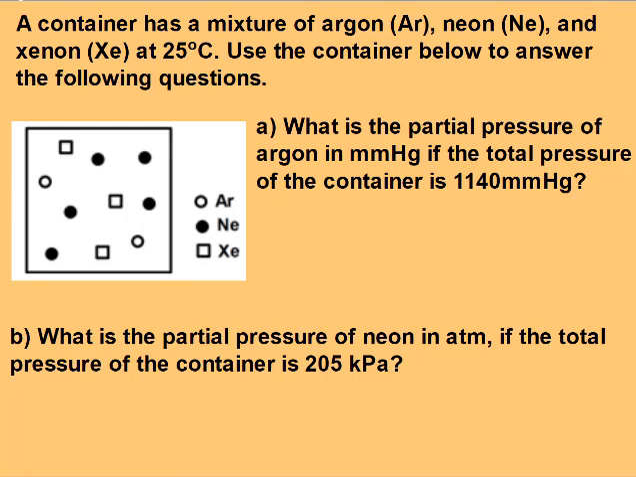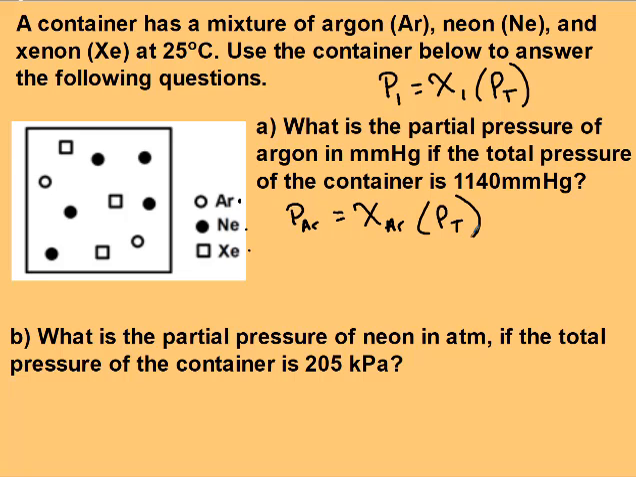Besides word problems, you can also see problems where you're given a picture, like on the first page that we saw. In this problem, we have a container. We have 3 gases, argon, neon, and xenon. And it says, what's the partial pressure of argon in millimeters of mercury if the total pressure is 1140? So now we're going to be using that equation that we had on the right side, which was P1 is equal to the fraction of 1 times P total. But instead of putting a 1, I'm looking for the pressure of argon. So the pressure of argon is equal to the fraction of argon times total pressure.